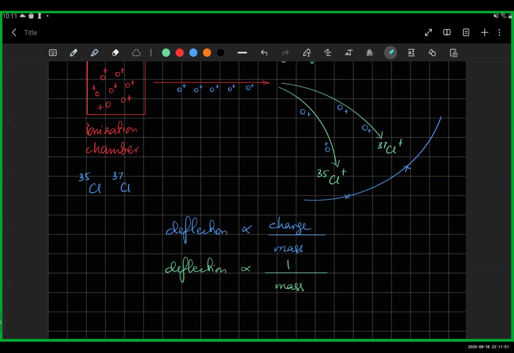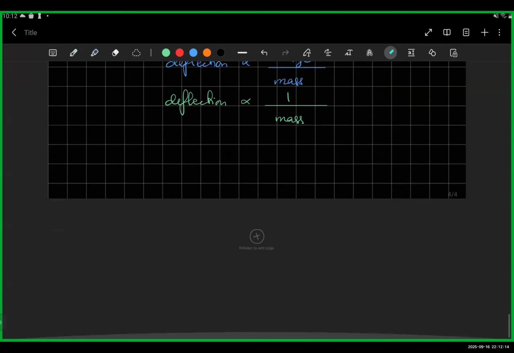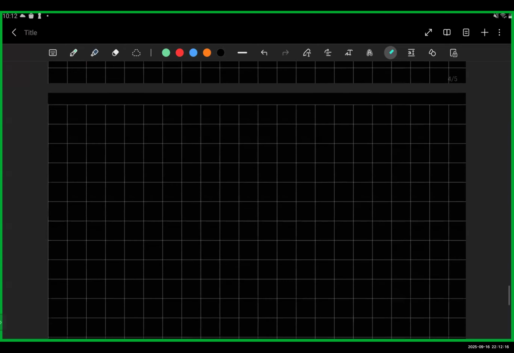Is this clear? Okay. So from the deflection you will get the idea of what the mass of the particle is. All you need to do is calibrate it. You need to compare it with some reference point, which is carbon 12, and you'll get an idea of the mass compared to carbon 12.